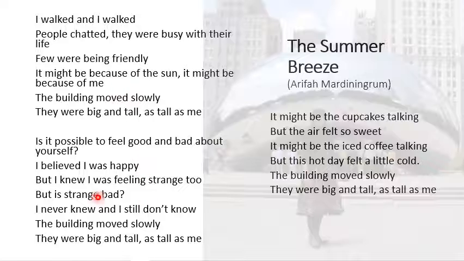And go to the next stanza. I started to question myself, because there were moments that day when I was not entirely 100% happy. So I asked myself, is it possible to feel good and bad about yourself at the same time? I believed I was happy, but I knew I was feeling strange too, but it's a strange bad. There are questions here that I asked myself because I was confused by my feelings. Because at that time, yes, I was happy. I was supposed to be happy, but at the same time, I also kind of felt strange.